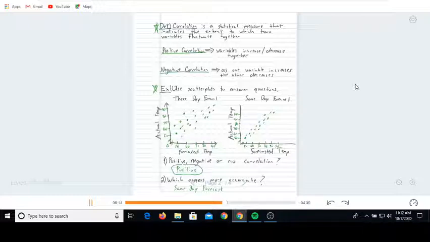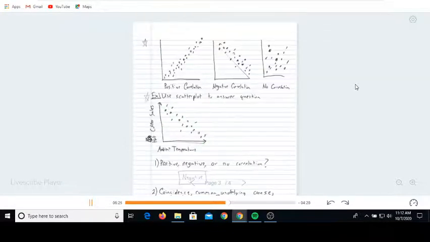Now we can actually measure the strength of a correlation numerically via something known as a correlation coefficient, but that's a little bit beyond the realms of this class. So let's go ahead and take a look at what positive correlation, negative correlation, and no correlation look like.